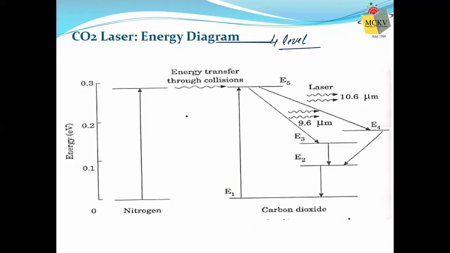So between helium and neon, helium was initially pumped because helium gas atoms were excited first by the energy supplied by the electrons. Here also, whenever electric discharge occurs, you are supplying electrical energy. Nitrogen atoms, not nitrogen, sorry, my mistake, nitrogen molecules will absorb the energy and will be excited. So nitrogen will absorb the energy and stay excited.